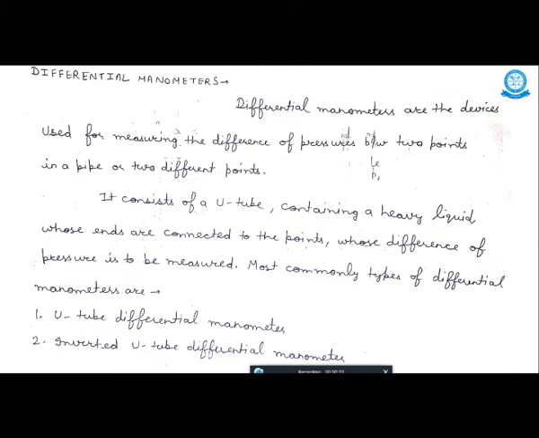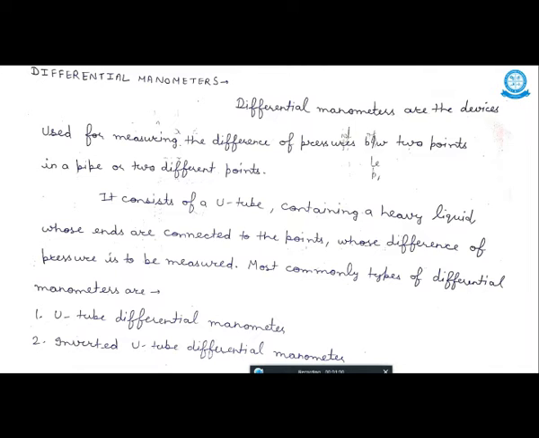What is the manometer here? Manometer is a measuring device. It is used to measure the pressure in the pipe or at a point. So what is the differential manometer here? Differential manometers are the devices used for measuring the difference of pressure between 2 points in a pipe or at different points.